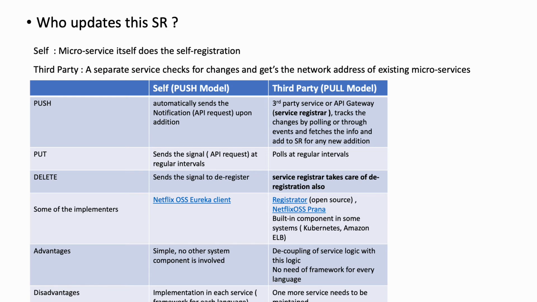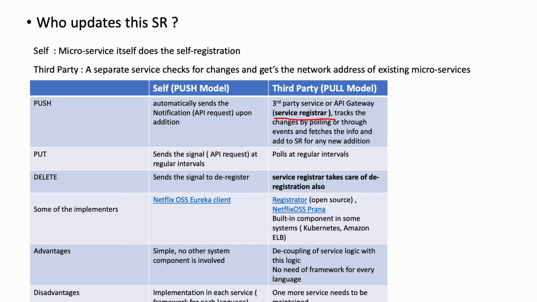Similarly, whenever a service deregisters, it sends a delete signal. So this extra component is generally called a service registrar. It can be a router or an API gateway or third party services; we can have different names, but in general it is called a service registrar.